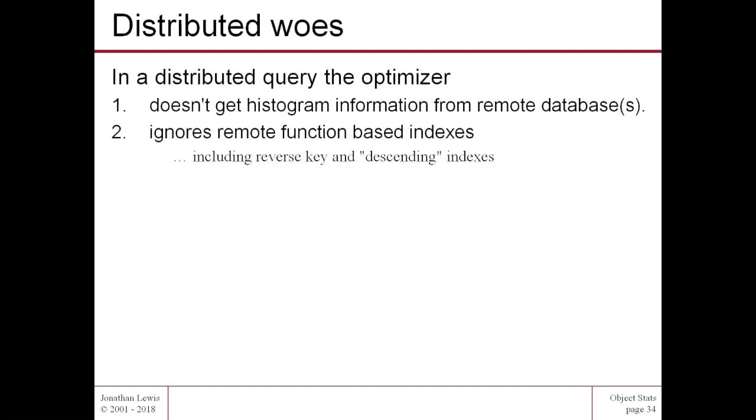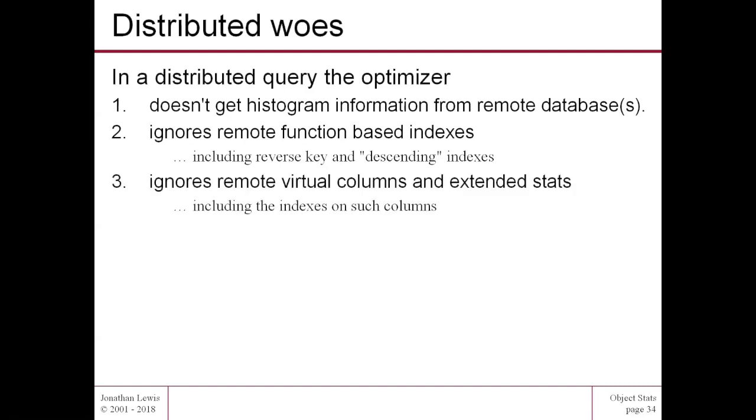Moreover, if you've got function-based indexes which you've created to try and address some of the other statistics problems, Oracle ignores function-based indexes at the remote site. And that includes, by the way, reverse key indexes and indexes with descending columns. So that's bad news. If you've got virtual columns and extended stats at the remote site, Oracle doesn't look at them at all. And those are things we use to solve cardinality estimate problems. Oracle doesn't look at them.